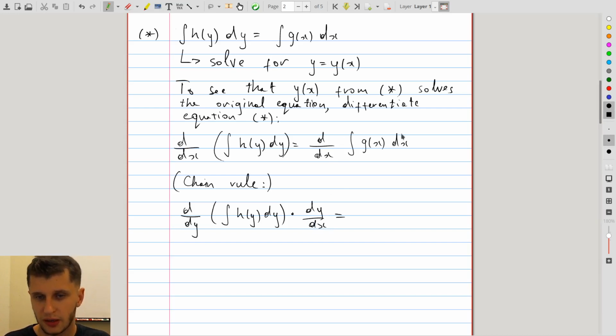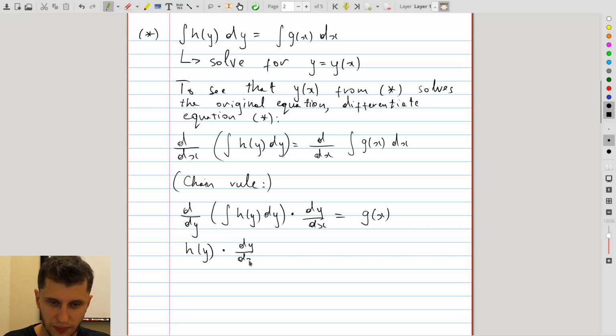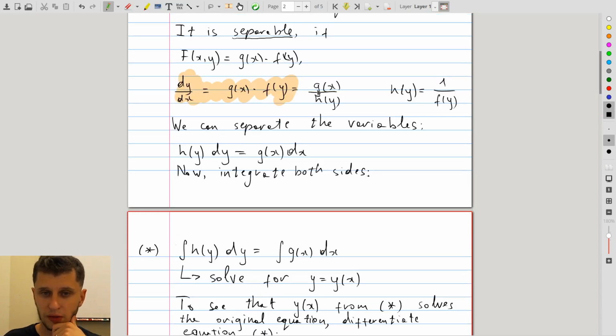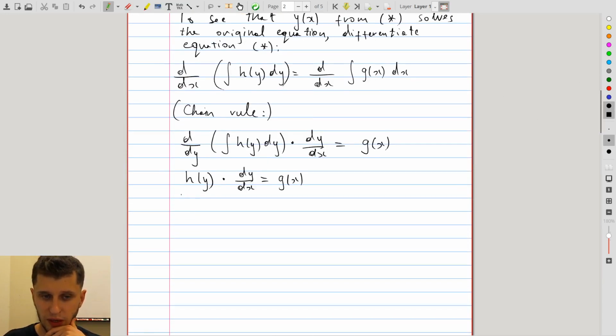And in the right-hand side, we can just go ahead and evaluate the derivative, because differentiating the antiderivative returns us back to the function. And then here, if we differentiate this antiderivative, we get back h of y. And so we get that h of y times dy over dx equals g of x. And this is precisely the original relation that we started with. So here we have dy over dx equals g of x over h of y, and this is precisely what we get here as well.